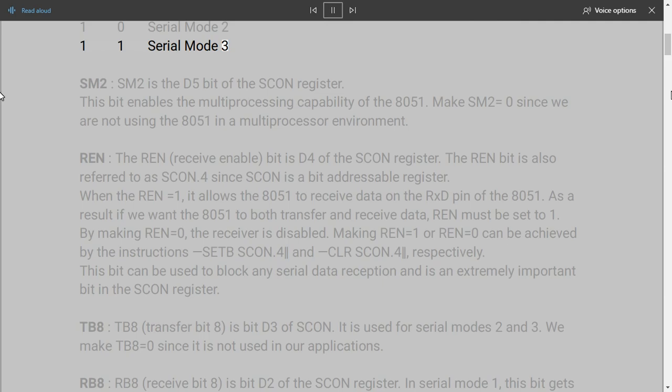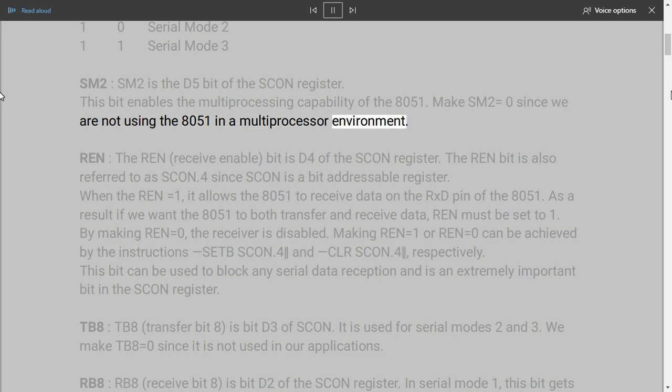SM2 is the D5 bit of the SCON register. This bit enables the multiprocessing capability of the 8051. Make SM2 equal to 0 since we are not using the 8051 in a multiprocessor environment.